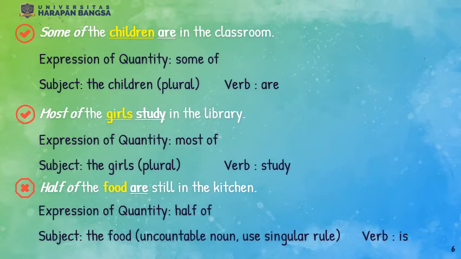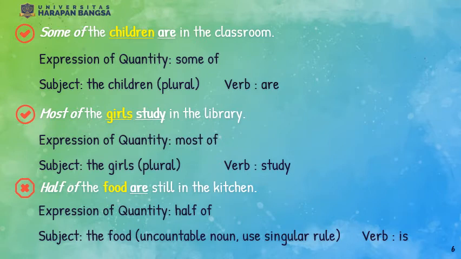Karena subjeknya jamak, maka verb yang dipakai adalah study tanpa tambahan s atau es. Last one. Half of the food are still in the kitchen. We have expression of quantity half of. Remember, it's expression of quantity, not the subject. The subject is the food, and the food is uncountable noun. Makanan adalah kata benda yang tidak bisa dihitung.